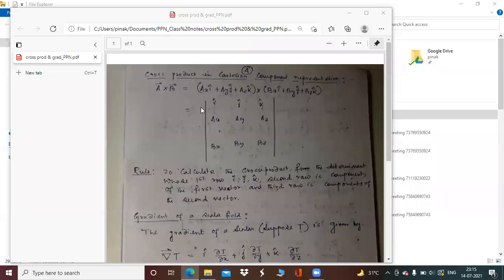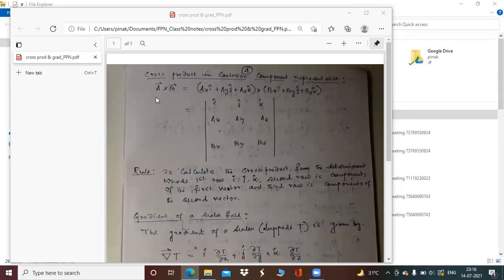So in this lecture, first we'll be considering how to find out the cross product between two vectors in their Cartesian component form. Now, if you want to find out the cross product between two vectors, suppose A bar and B bar in their Cartesian component form, in the first step, you just write down this cross product expression in the Cartesian component form of the two vectors.